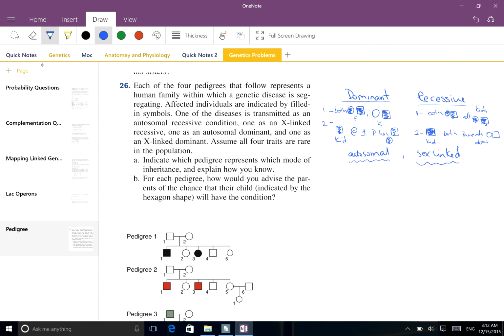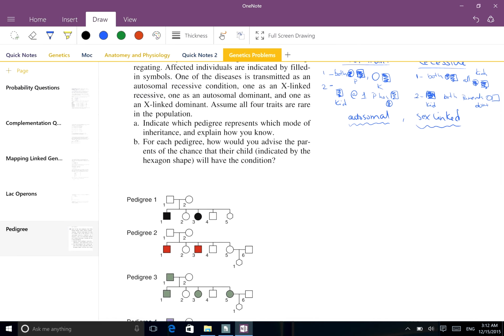So first you figure out whether it's dominant or recessive, and then you go for whether it's autosomal or sex-linked. If it's autosomal, both males and females are affected equally.